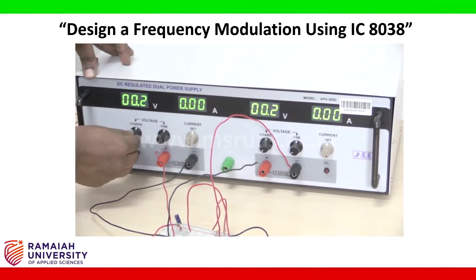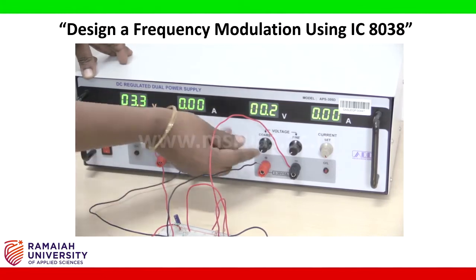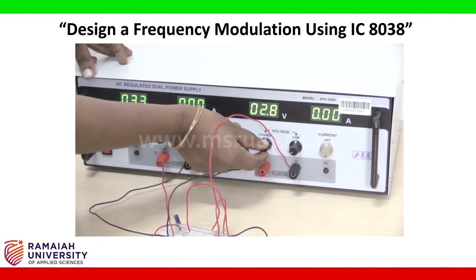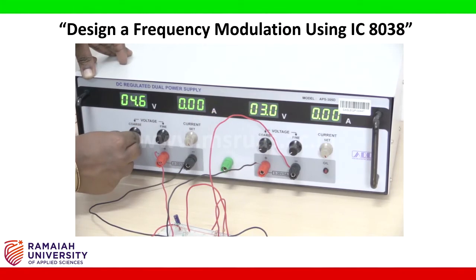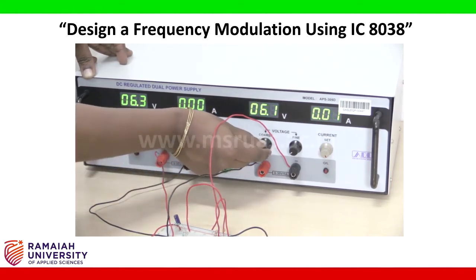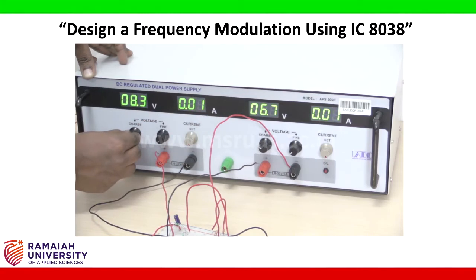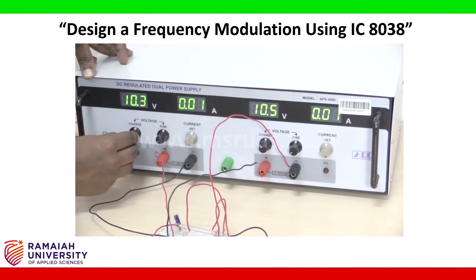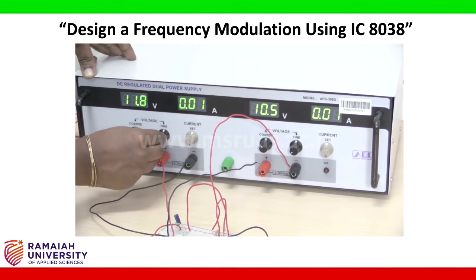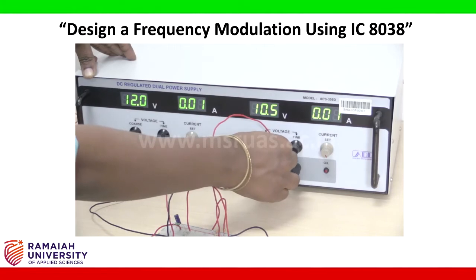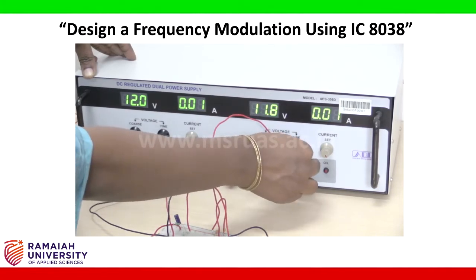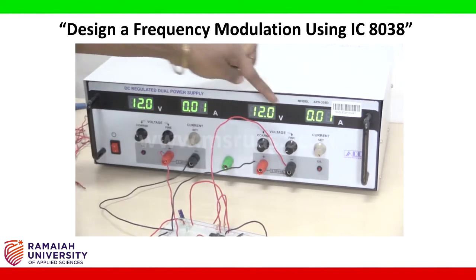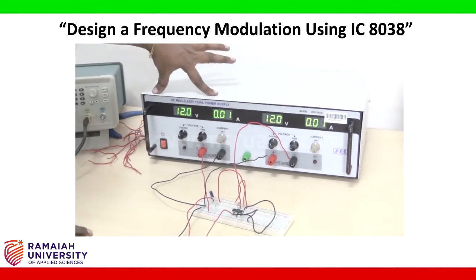Increase this voltage to 12. So increase to 3, this also first to 3. Then increase this to 6. Then this also to 6. This one 10, 10, again now slowly go to 12, now change this also to 12. So this is negative power supply and this is positive power supply.